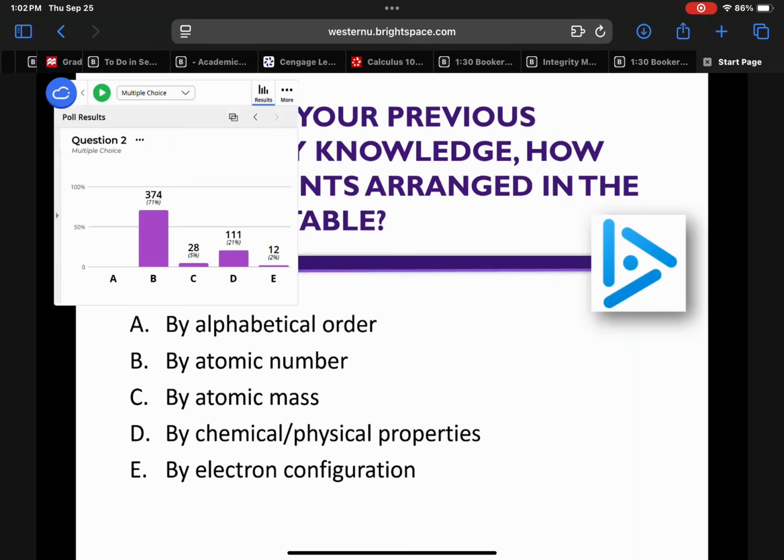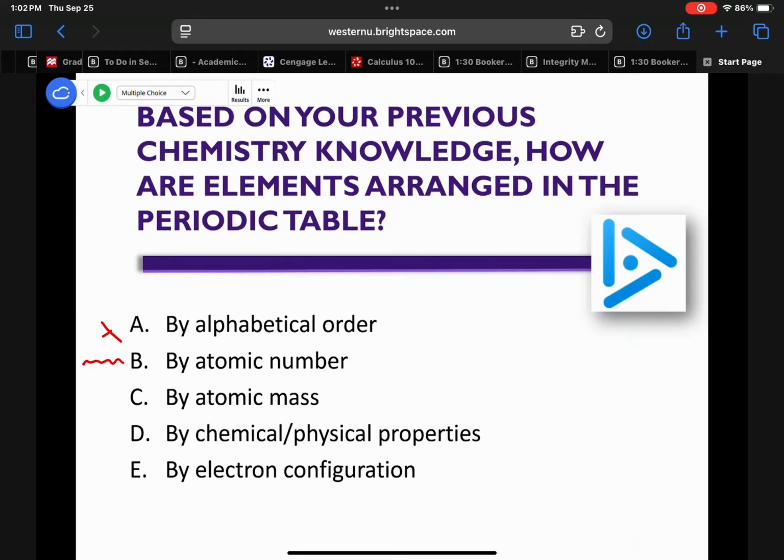Okay, where did we go with this one? Okay, so many people chose B, and I agree. No one chose A, thank you. Definitely not. C, yes, that's how it was originally conveyed. Yes, by chemical and physical properties, and yes, even by electron configuration. So again, not a great exam question because there are multiple correct answers.